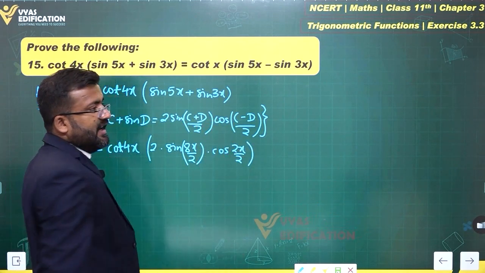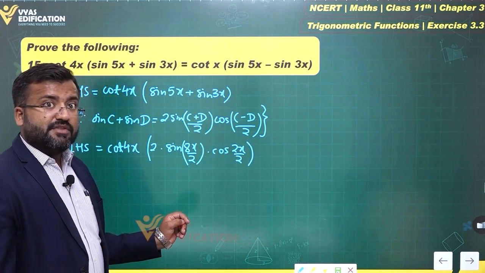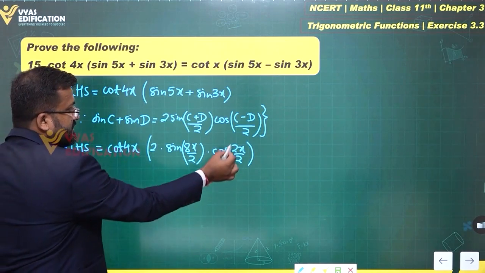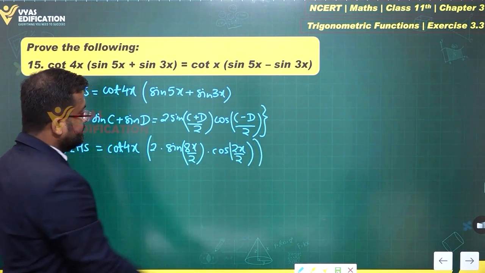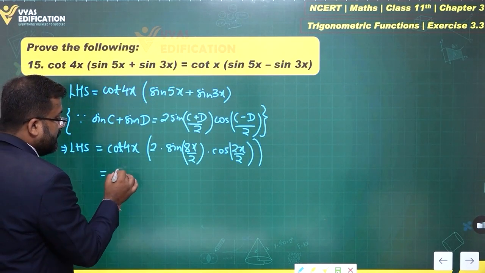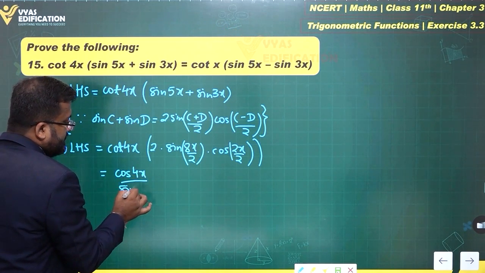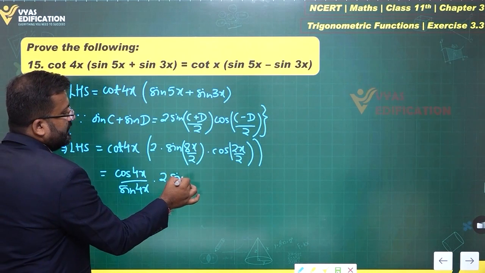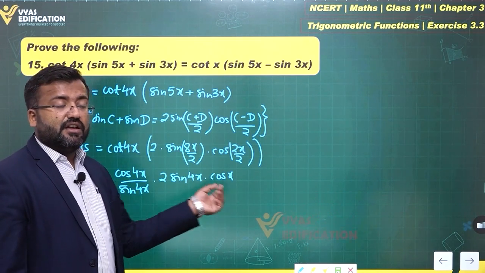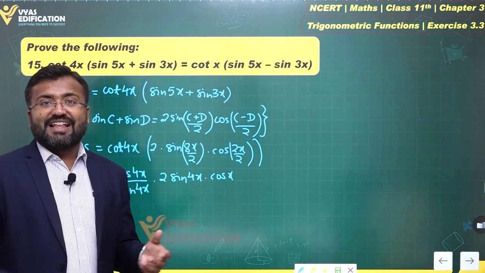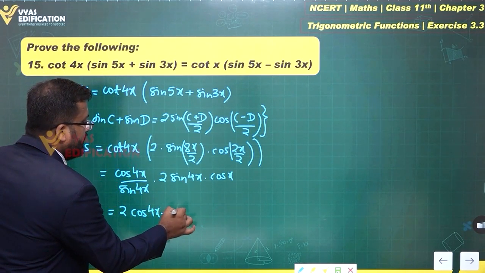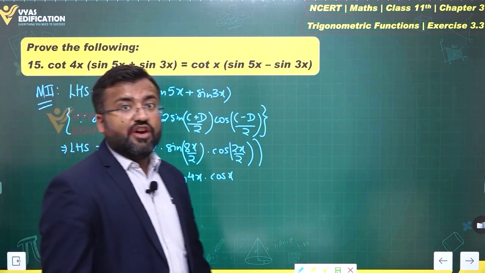Okay, this is what I get, the bracket. Now all of these terms are in multiplication. Can you observe that? Yes. This term in the middle will be converted to sine 4x. This is cos x, which is pretty simple. And this cot 4x can be written as cos 4x upon sine 4x now. The other terms are sine 4x and cos x. Can you observe that the sine 4x will get cancelled from here and here, and what you will be left with is 2 cos 4x times cos x. This is the simplified version of LHS.